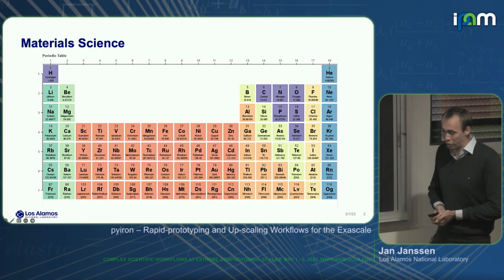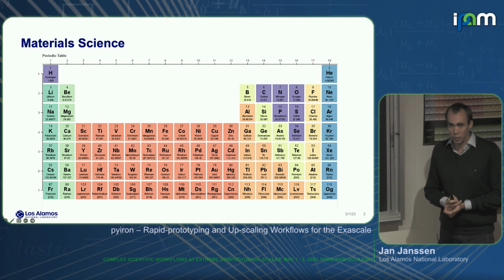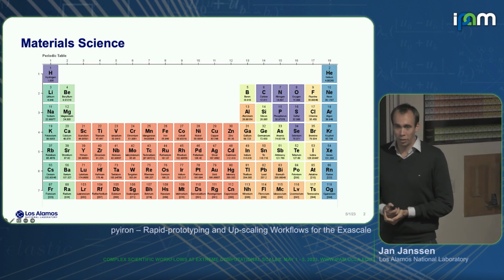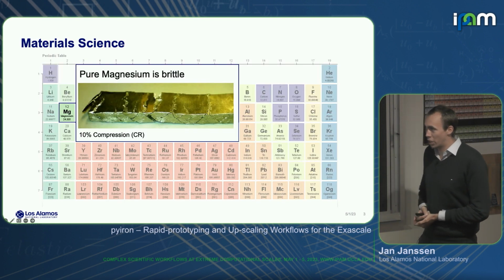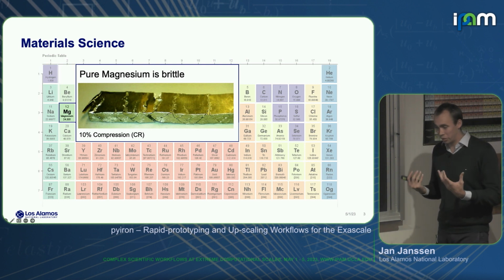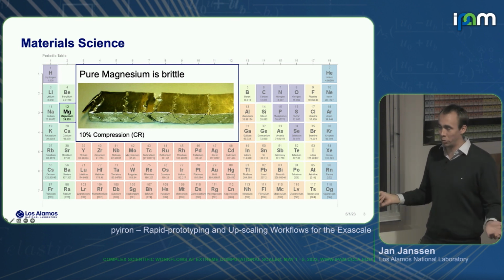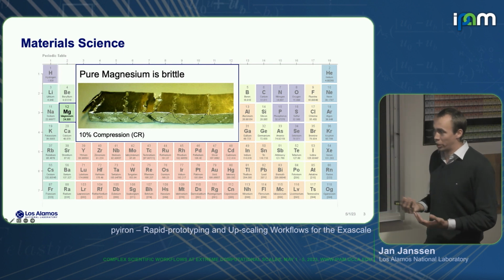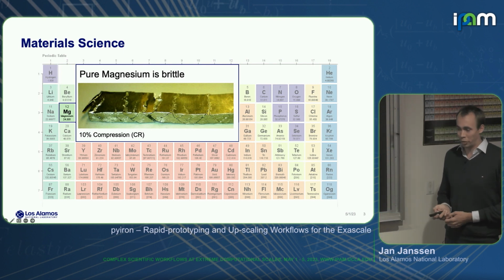This is all motivated by the general motivation, I guess, for material science to be able to iterate over the whole periodic table and find the interesting alloying elements. So we heard this example of magnesium before. Magnesium is lightweight. We would like to use it for many engineering applications, but unfortunately already at like 10% compression, it becomes rather brittle, so it's not very useful at the moment.